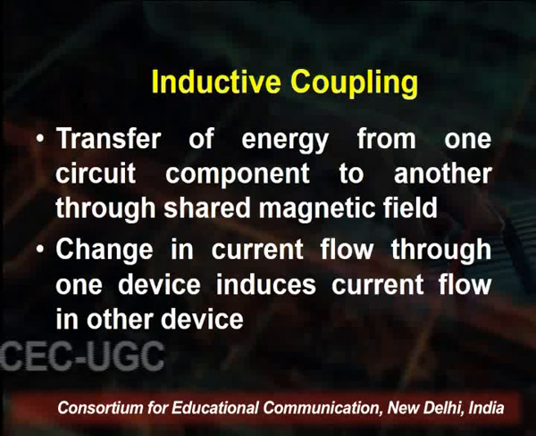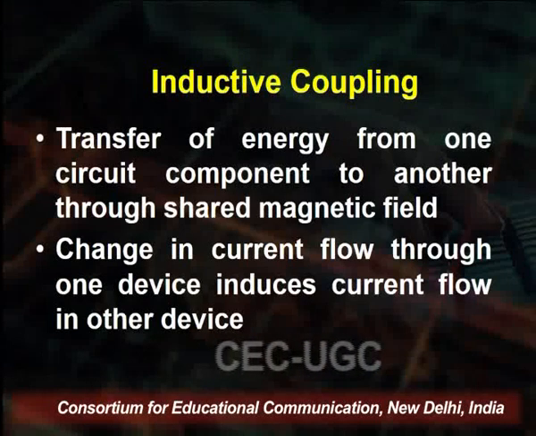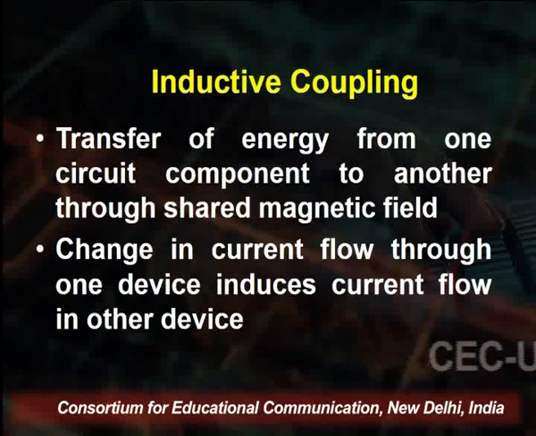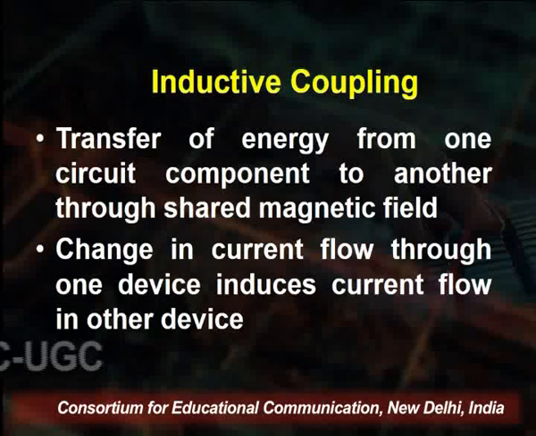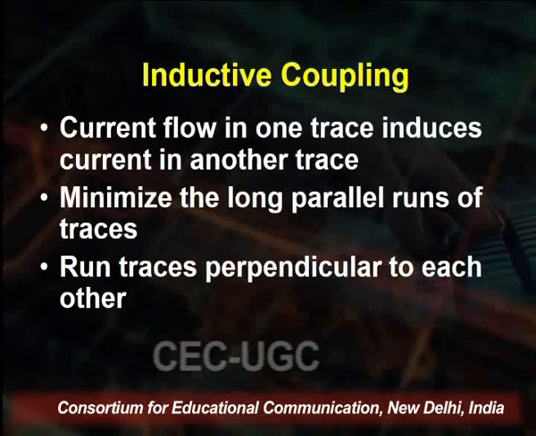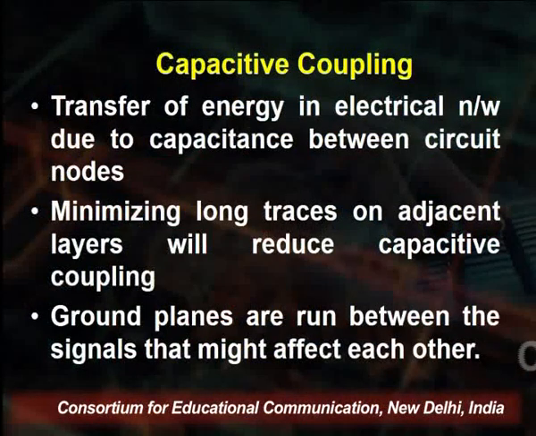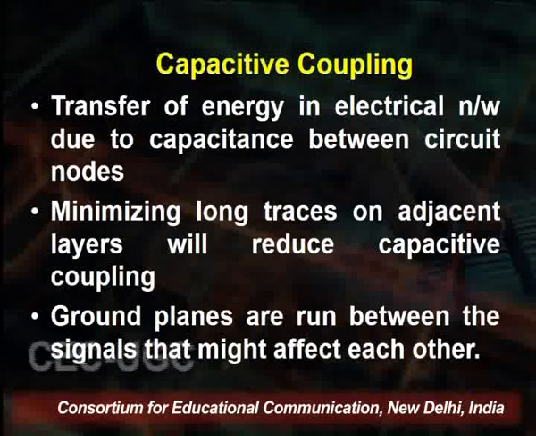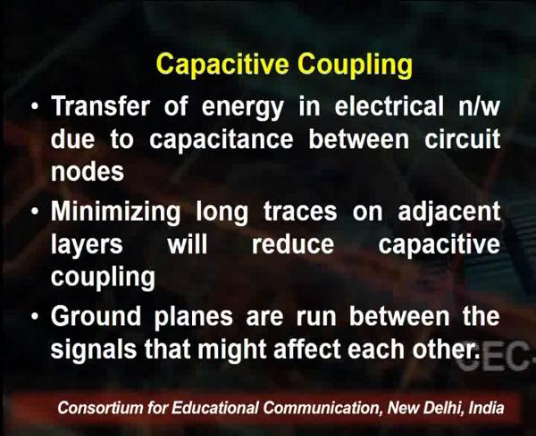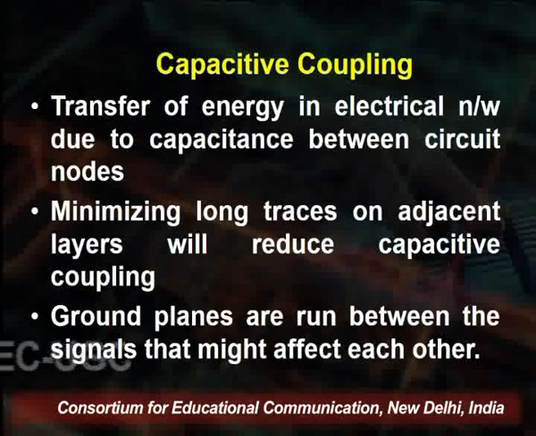Next is inductive coupling. It is the transfer of energy from one circuit component to another through a shared magnetic field. A change in the current flow through one device induces current flow in the other device. Likewise, one trace induces current in another trace. Minimize long parallel runs of traces, and run traces perpendicular to each other. Next is capacitive coupling, which transfers energy electrically due to the capacitance between circuit nets. Minimizing long traces on adjacent layers will reduce the capacitive coupling. Ground planes are run between signals that might affect each other.